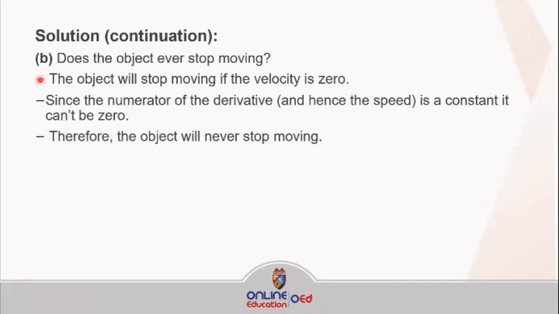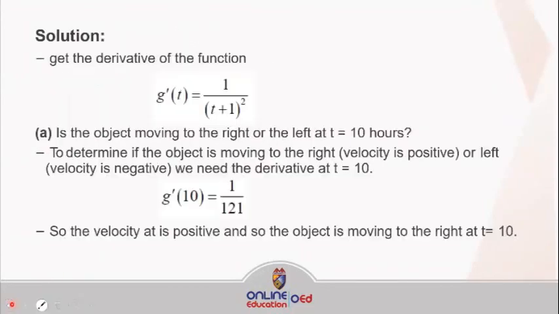Then for the letter B, does the object ever stop moving? So the object will stop moving if the velocity is 0. Since the numerator of the derivative is a constant, it cannot be 0. Therefore, the object will never stop moving. Kasi nga yung value natin, balikan lang natin, we have here yung constant value natin which is yung 1. Kaya hindi siya mag-i-stop.